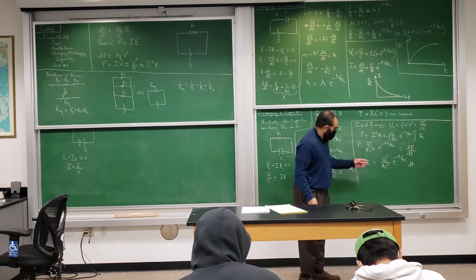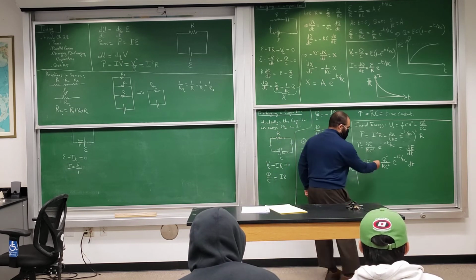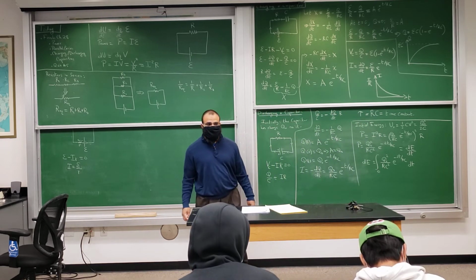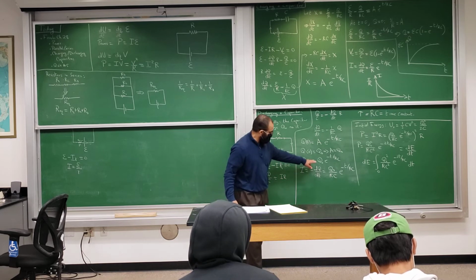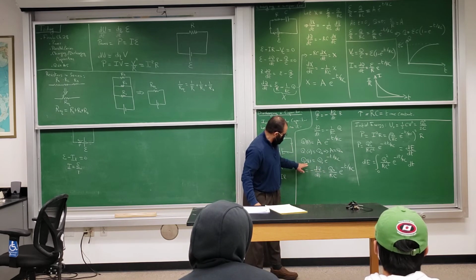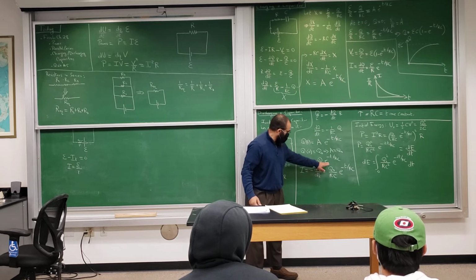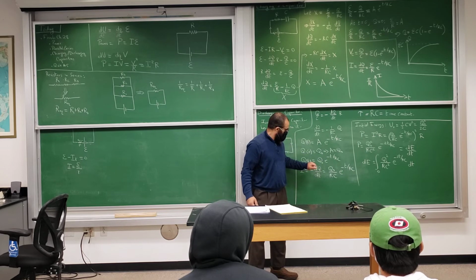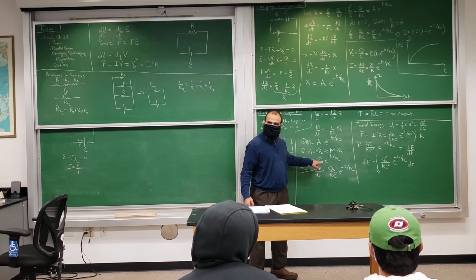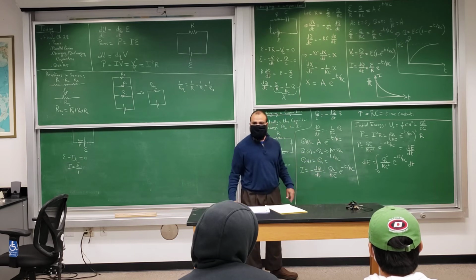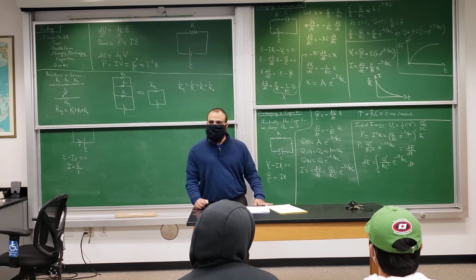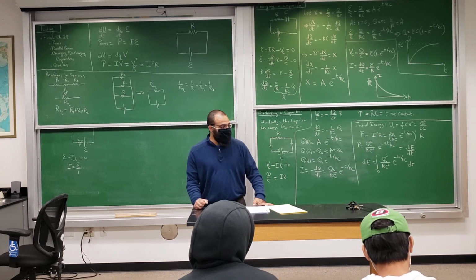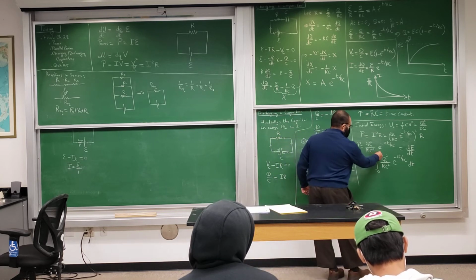We need to integrate from t equal to 0, the start of the discharge. How long does it take for the capacitor to fully discharge? I want Q to be 0. How long do I have to wait for it to be 0? When is this exponential 0? At infinity. You need an infinite amount of time. As t goes to infinity, Q goes to 0. So you have to integrate from 0 to infinity.